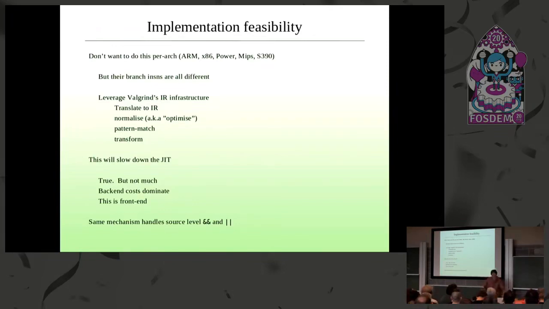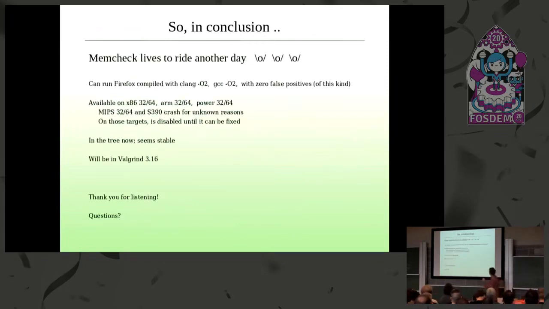And that's pretty much the end of the story. So Memcheck lives to write another day, which I kind of thought it wouldn't at one point. I've tested this on Firefox, with Clang -O2 and GCC -O2, which is a pretty strict, hard test, because it's really big and does all sorts of weird stuff. And we get 0 false positives, at least of this kind. There are still false positives when you pass undefined memory to system calls, but that's a different problem.